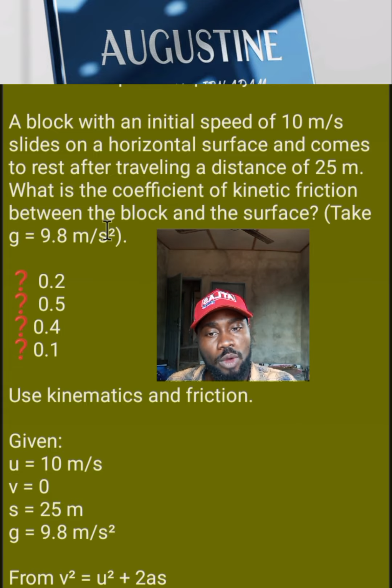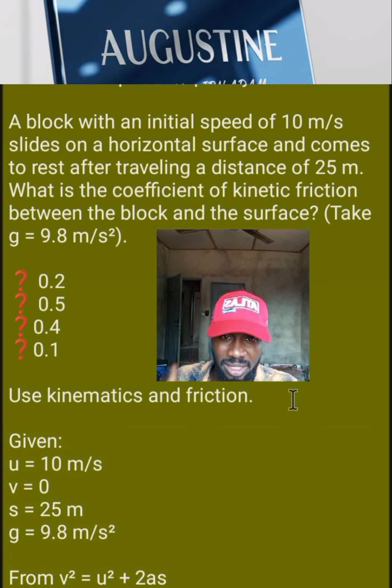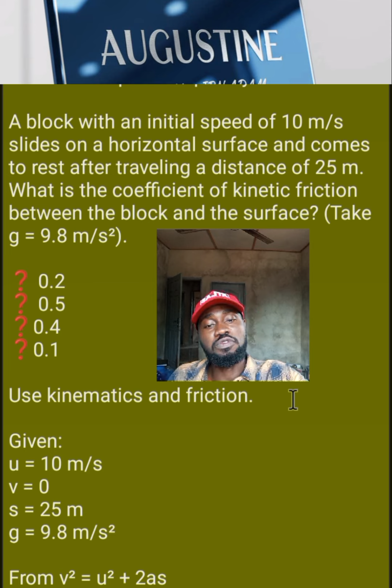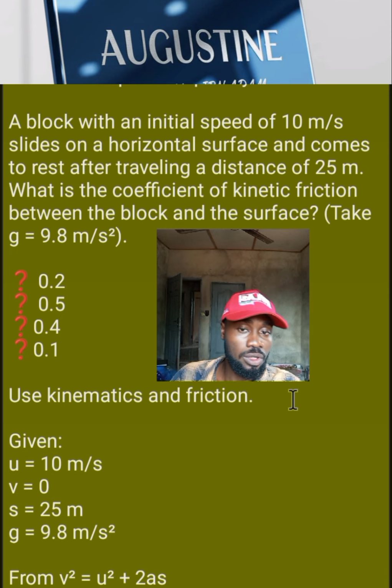First of all, we are going to use kinematics and friction. That's what we are going to use. What is kinematics? Movement. It deals with movements, the kind of calculation we use for moving objects, especially moving objects and motion under gravity. That's why we use kinematics and friction. Why is friction part of it?